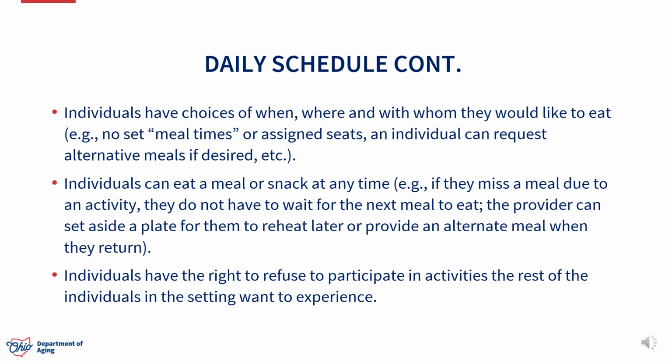Some different things that we want to consider are whether individuals have the choice of when, where, and with whom they would like to eat. Individuals can eat a meal or snack at any time. Even if they choose to miss a meal, we want to make sure that they're not having to wait around for their next meal to eat. The provider can set aside a plate for them, reheat it later, or provide them with an alternate meal for when they return from a doctor's appointment or other reasons, like visiting with family or running errands. Individuals also have the right to refuse to participate in activities. These examples apply to both assisted living and adult day service, so we want to make sure that they're happening in both.